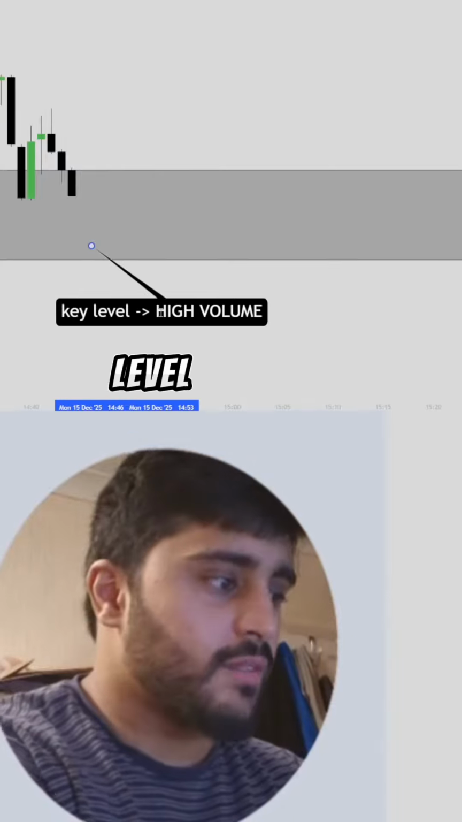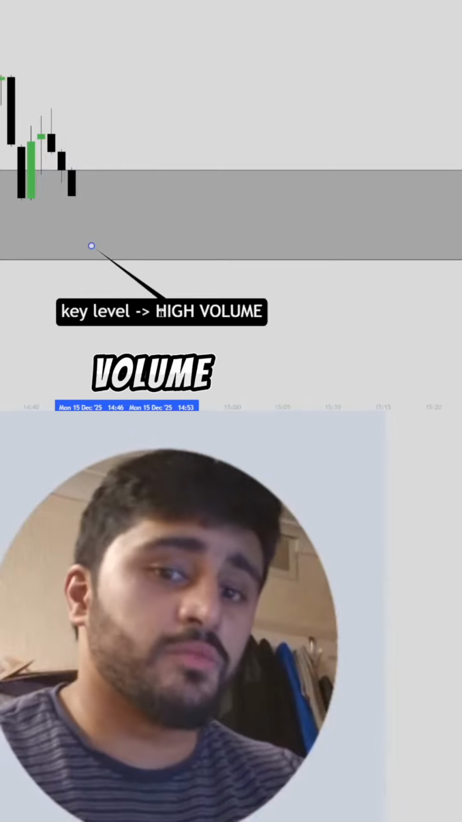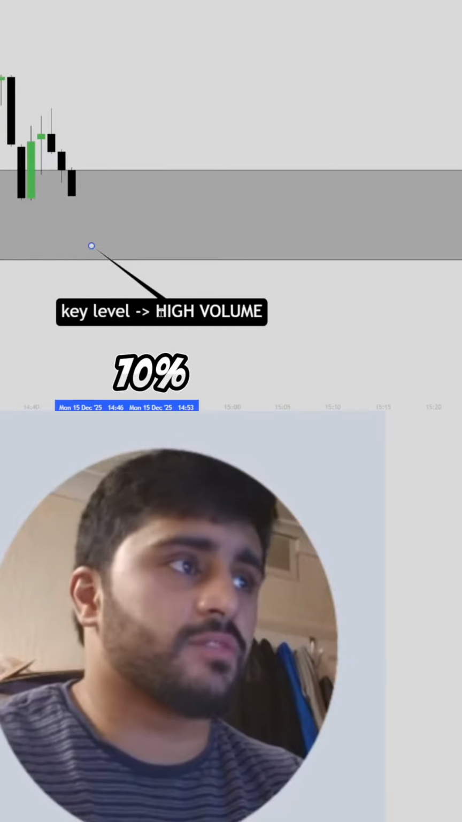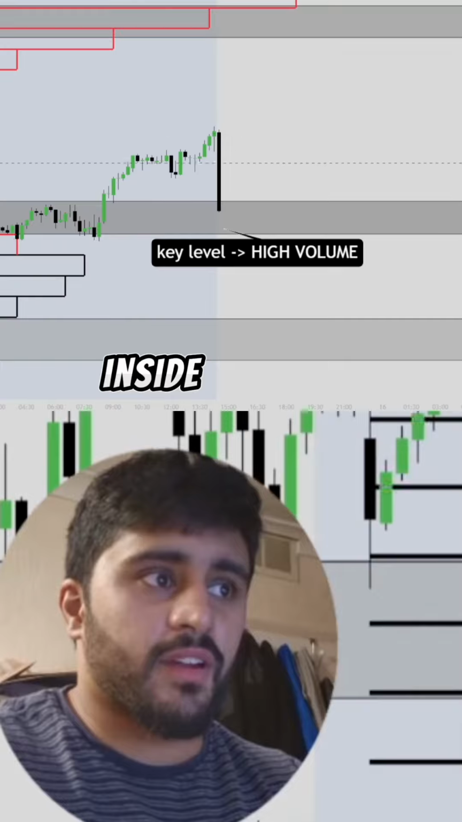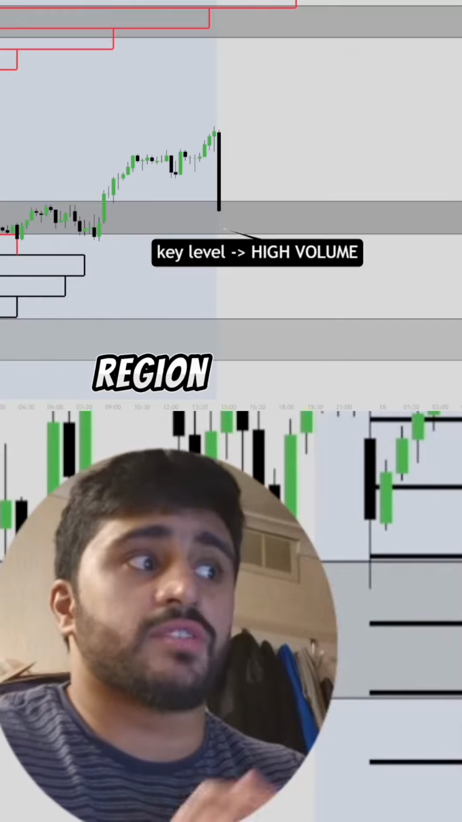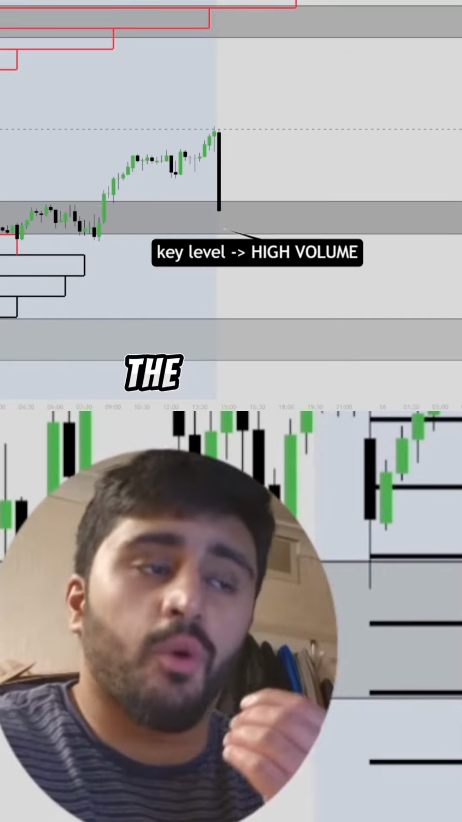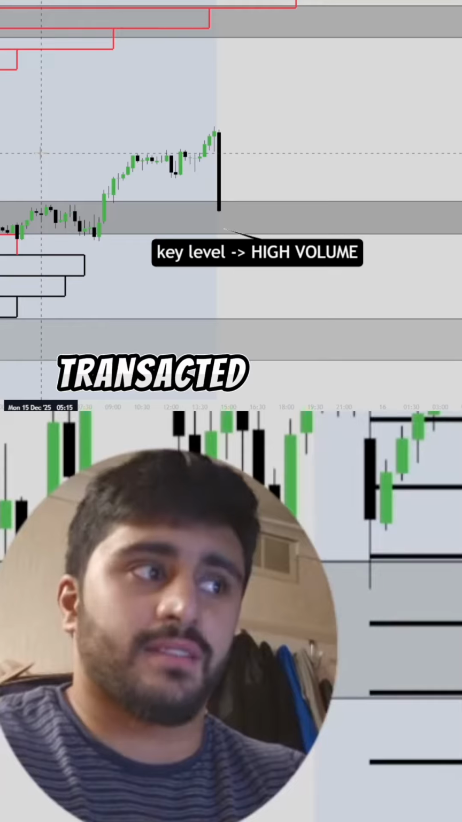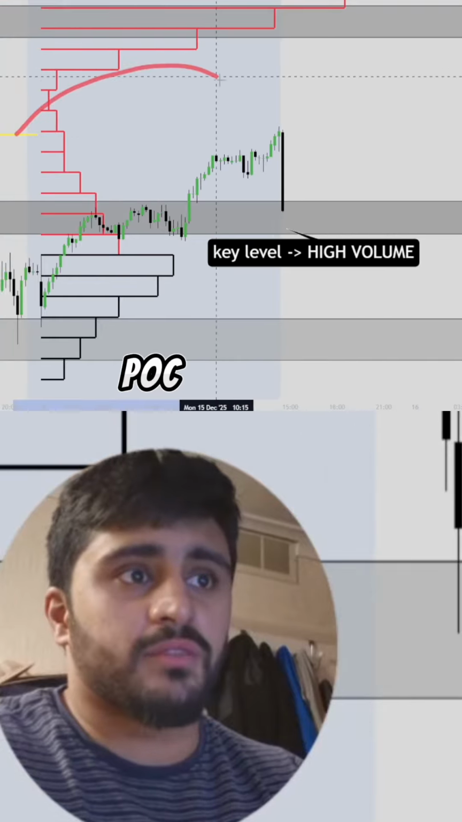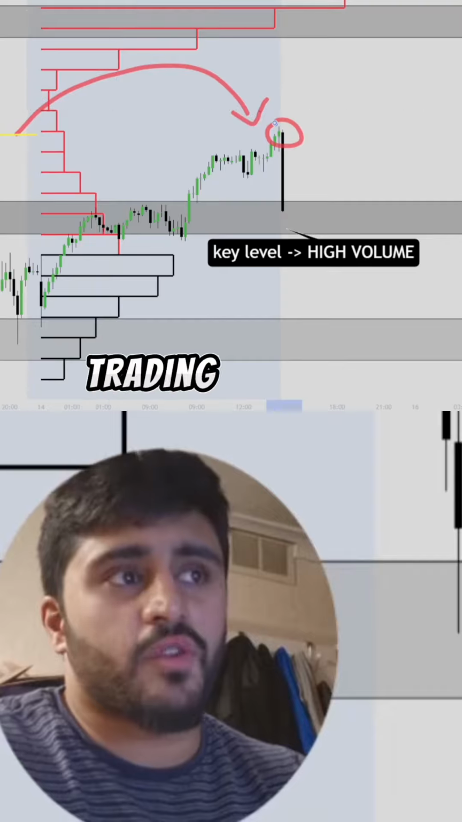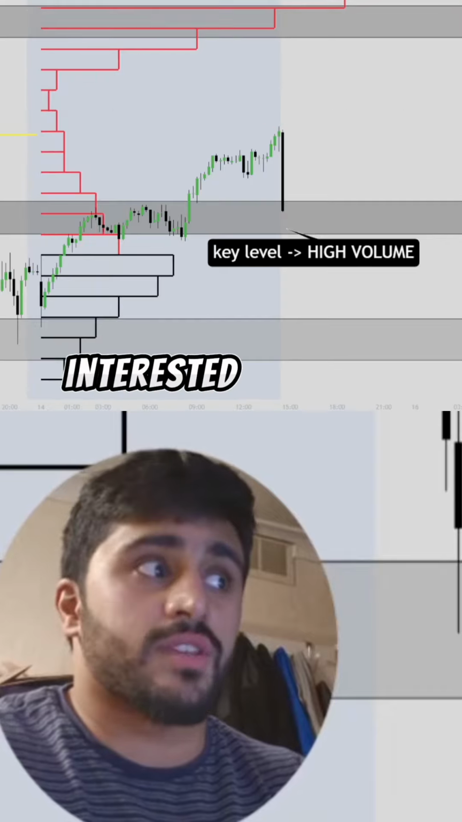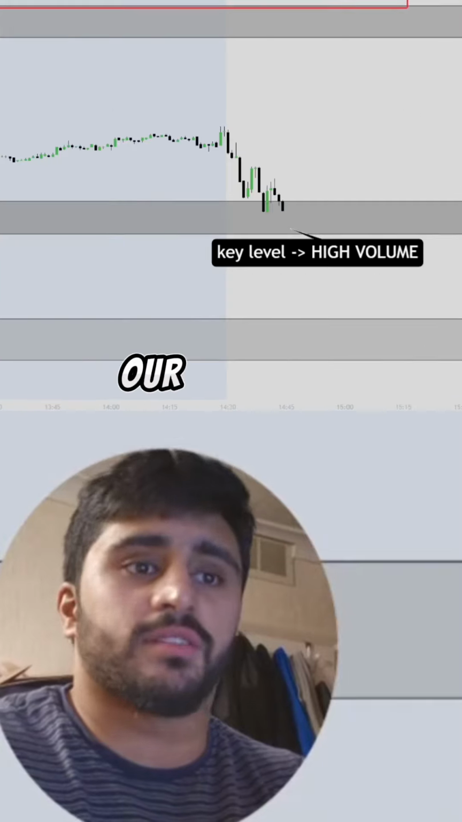So once you have a key level that's in an area of high volume, so the previous day's top 70%, just breaking that down one more time, we are inside of that red region over here. The red region is where 70% of the orders for the previous day were transacted, right? Notice how we've hit a POC from one of the previous days as well, pretty accurately to the T. So we know that we're trading in areas where the market's interested in trading. So we have volume on our side.